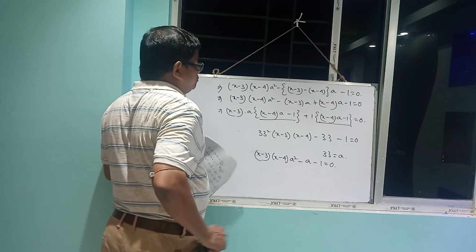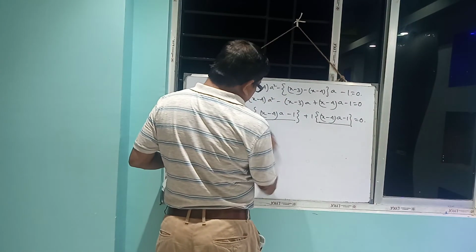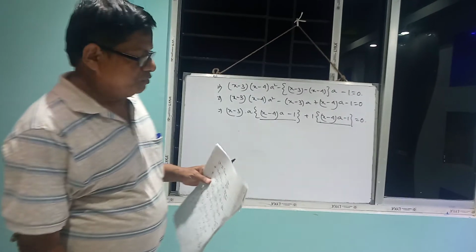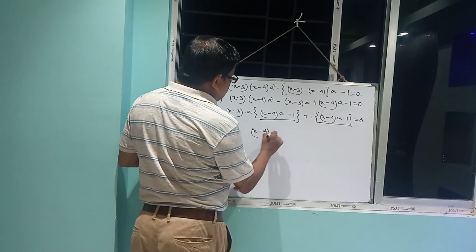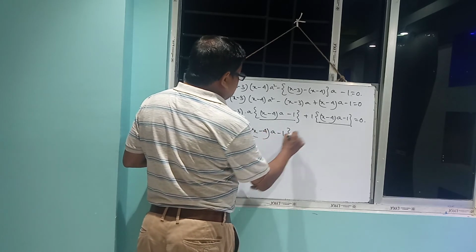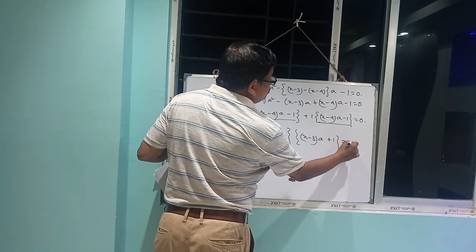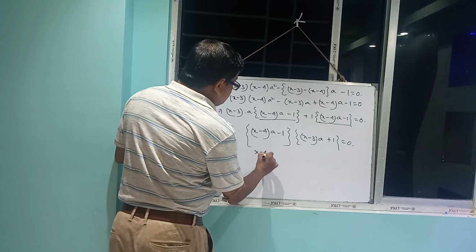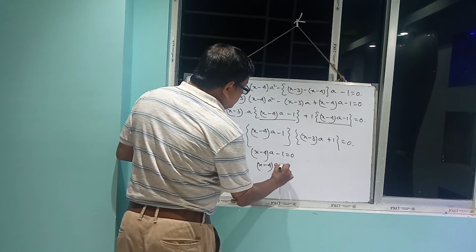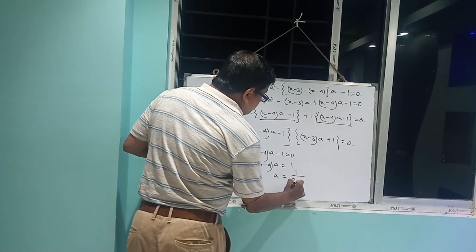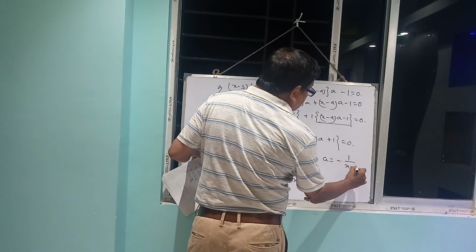So (x minus 4a minus 1) into (x minus 3a plus 1) equal to 0. So write (x minus 4a minus 1) equal to 0, you can write. Then (x minus 4) of a equal to 1. So a equal to 1 by (x minus 4). Again here a equal to minus 1 by (x minus 3).